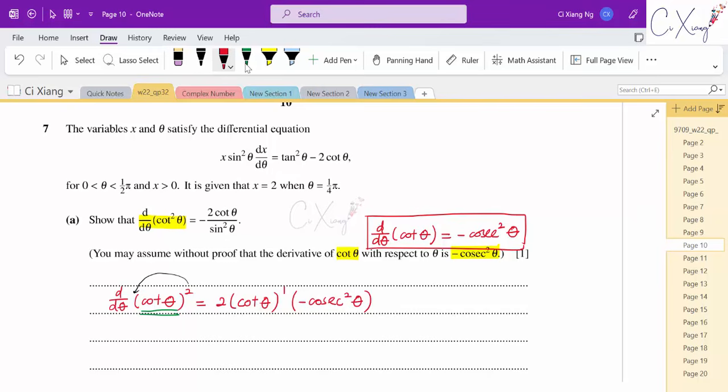Alright, and now I need to further simplify all this to get the answer. We know that cosecant square theta is actually 1 over sine square. So if I want to change it to the denominator, I will have negative in front, and then cosecant square will become 1 over sine square, right? So this is basically how we get the answer.